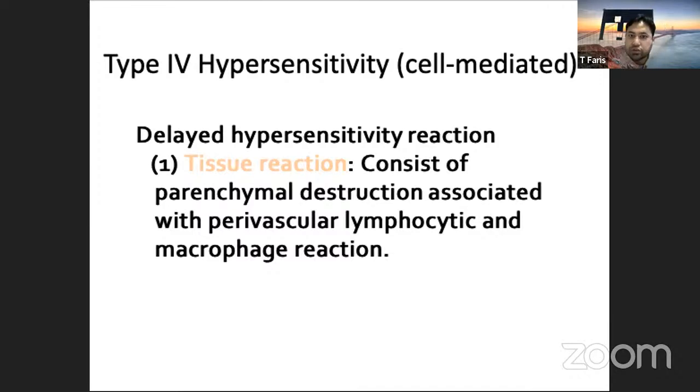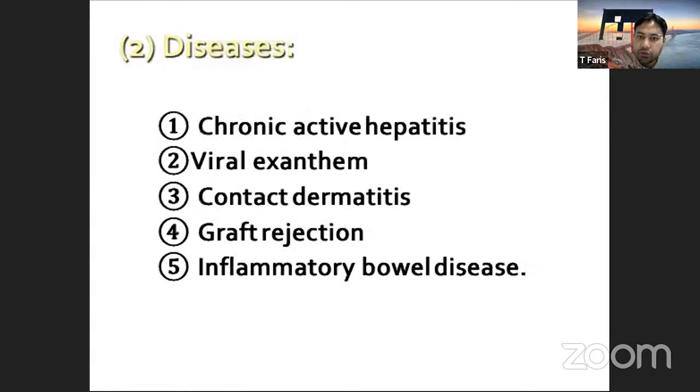Tissue reactions include parenchymal destruction associated with perivascular lymphocytic and macrophage reactions. For the chronic, yes, this is true for the long-term consequences. Diseases like chronic active hepatitis and viral exanthem. Viral exanthem is the eruptive skin rash that is often related to viral infection.